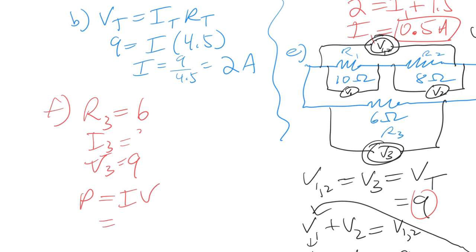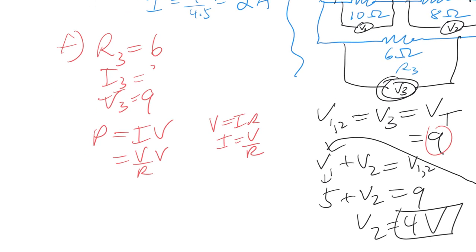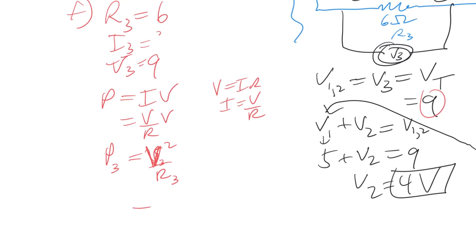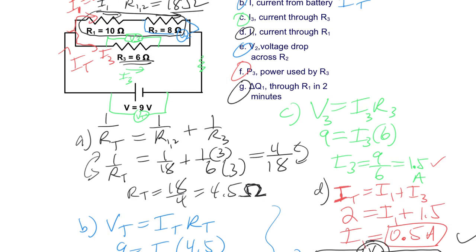Okay, so from Ohm's law, I equals the voltage over R. So this would be V over R. So we get V squared over R for the power that resistor 3 is using. So that would be 9 squared over 6, which is 13.5 watts.